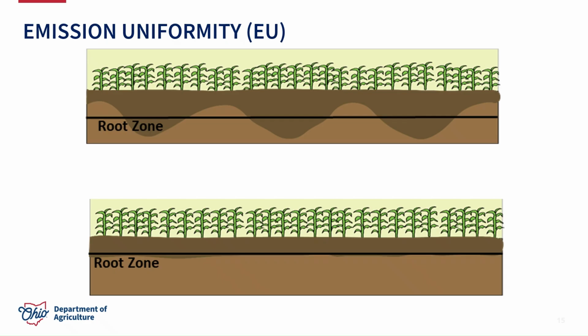Now, if we have an improved emission uniformity, and it's never going to be perfect, we're going to have a little bit of fluctuation based on the soil, the topography, and what irrigation system we're using. But we can get a lot closer to applying the same amount of water to every plant at that root zone, at the amount that we need, at the right time.